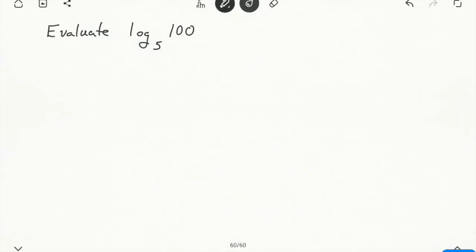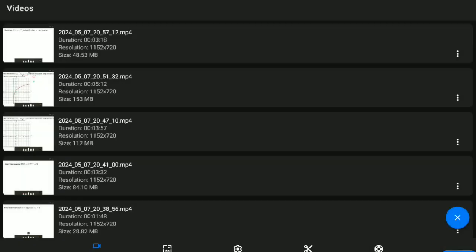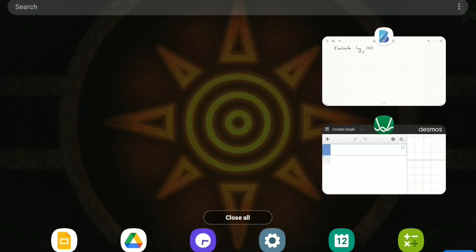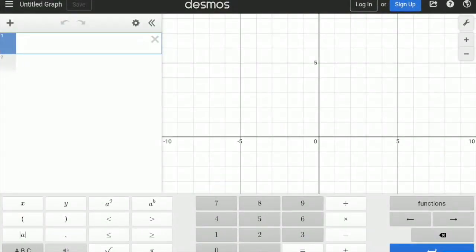Okay, in this example, we're going to be evaluating log base 5 of 100. So if I go to the right screen, that is. Let's just close that off. So log base 5 of 100, depending on what calculator you have, depends on how the difficulty in actually doing this. So for example, this is Desmos right here.